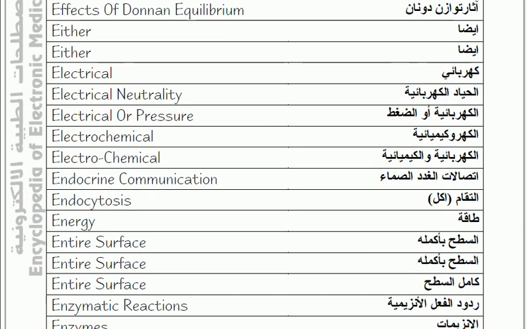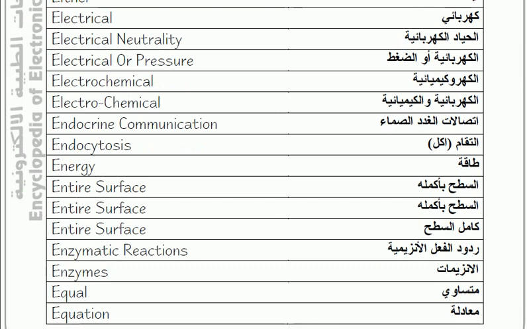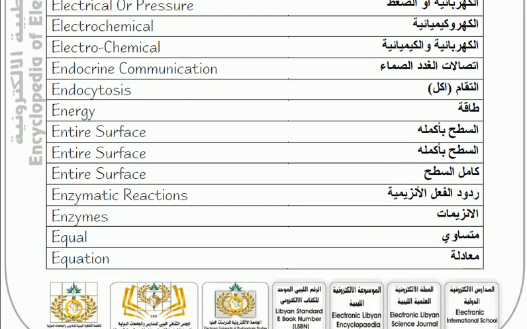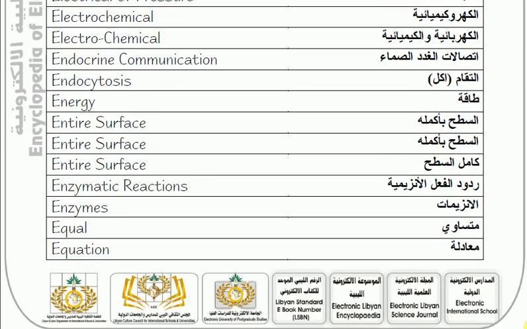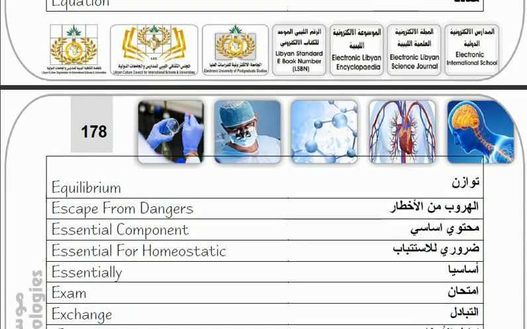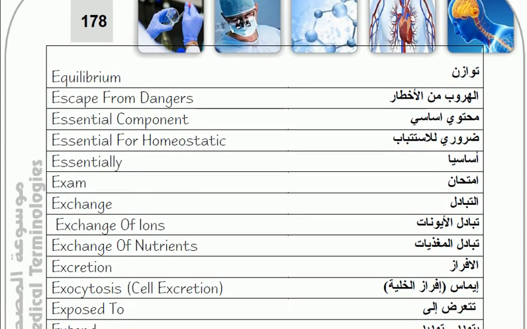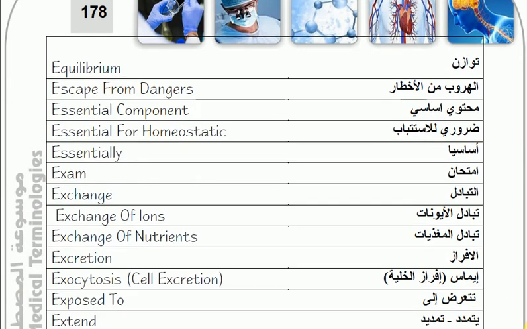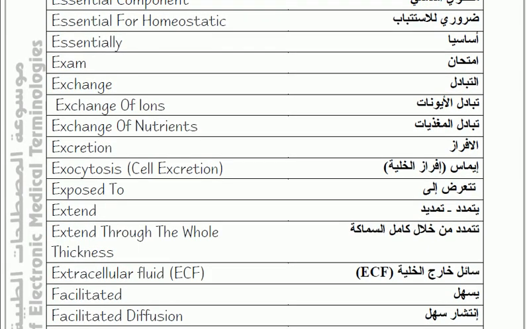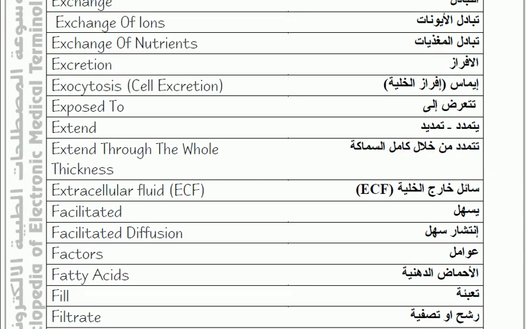Endocrine communication. Endocytosis. Energy. Entire surface. Enzymatic reactions. Enzymes. Equal. Equation. Equilibrium. Escape from dangers. Essential component. Essential for homeostatic. Essentially. Exam. Exchange. Exchange of ions. Exchange of nutrients. Excretion. Exocytosis, cell excretion.